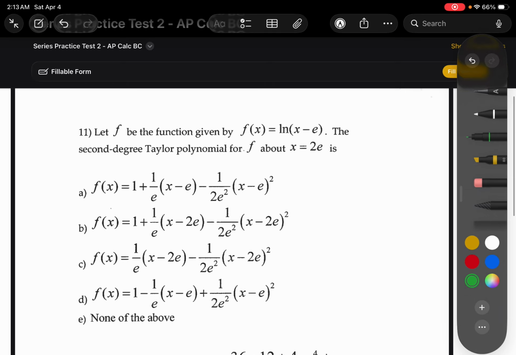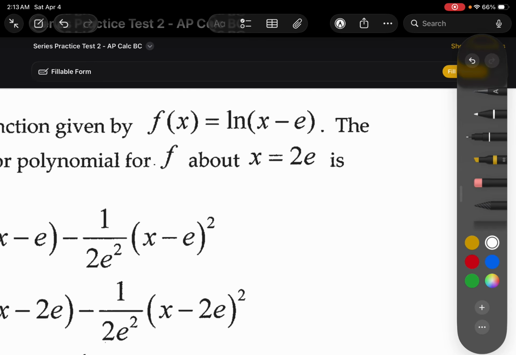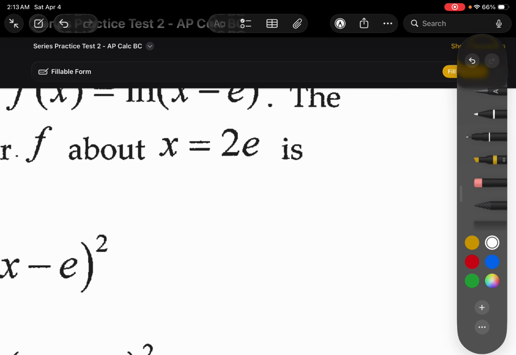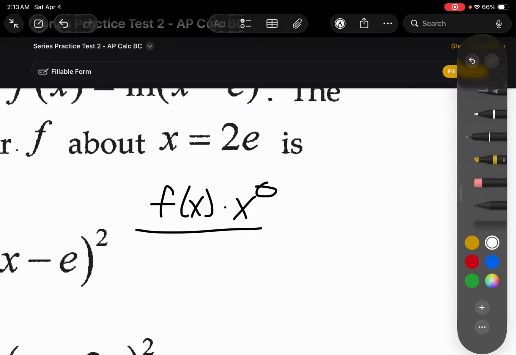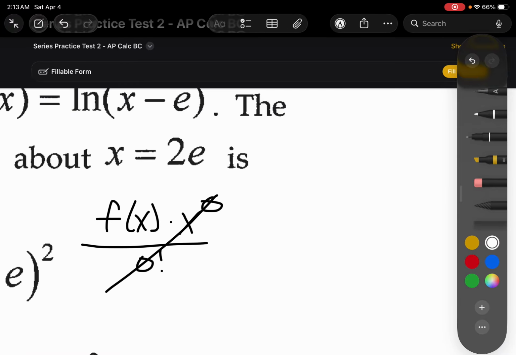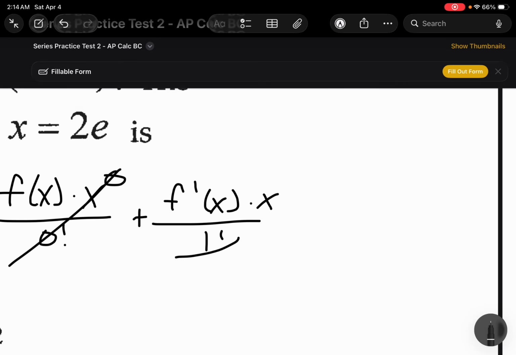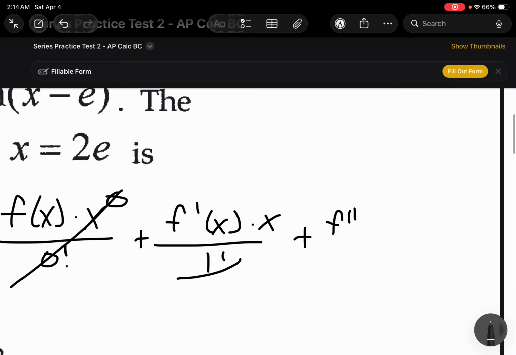Then moving on to this. This is the ln function. And we're trying to find the 2nd degree Taylor polynomial for f about x equals 2e. So we're going to differentiate this twice since it's asking for the 2nd degree. Meaning our formula will look something like this. F of x times x to the 0 over 0 factorial, which does absolutely nothing, plus f prime of x times x over 1 factorial, that also does nothing, plus f double prime of x times x squared, over 2 factorial, which is 2.